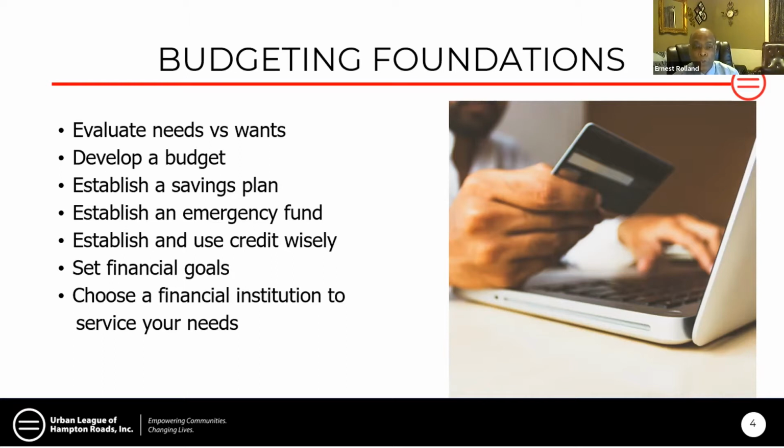You want to choose a financial institution to service your needs, whether that be a bank or a credit union. Again, you want to take a look at what your particular needs are. A credit union may serve you better in some situations. A bank may serve you better in some situations. So you want to take a look at the financial institution and the needs that you have and select one that's going to best suit your needs. Next slide, please.